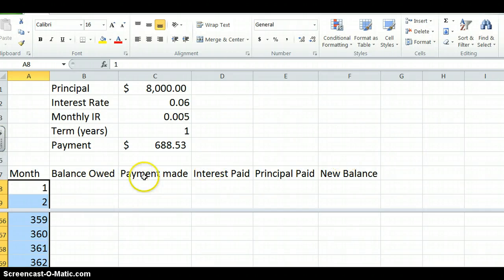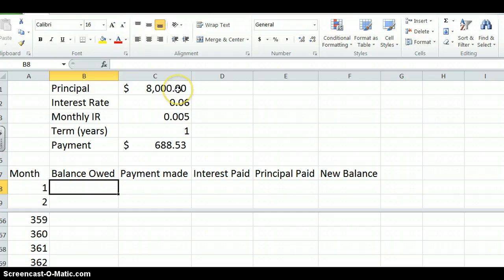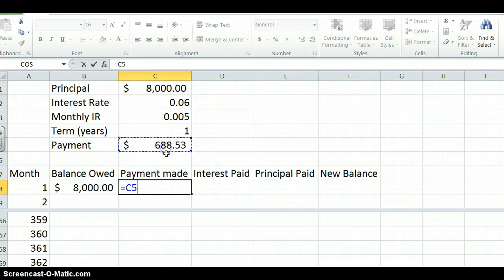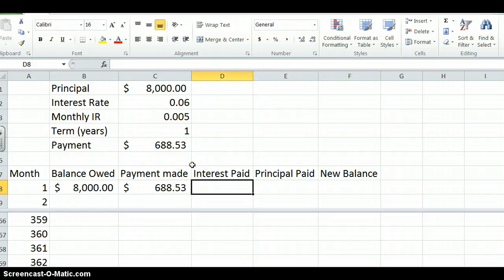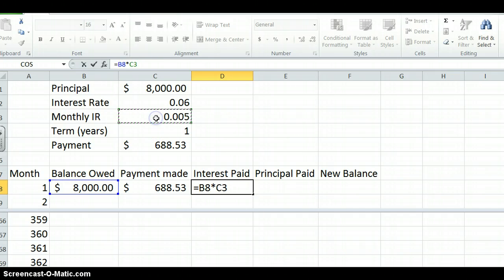Okay, so let's see, balance owed. I'm going to get that from up here. And then the payment made. The payment made will be here. So it's going to be equal to this cell. Interest paid. Now here's the interesting part: if I owe $8,000, the bank wants the interest off that $8,000 or whatever my balance owed is. So I'm going to have this equal to my balance owed times my working interest rate. And here's my working interest rate here.